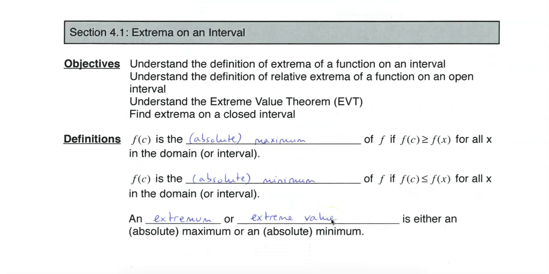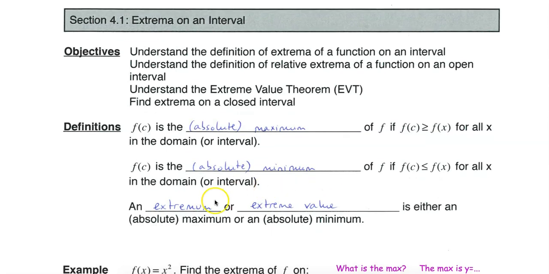Then there's an equivalent definition for the minimum, so the lowest point on the graph of a function, and it's the y value that is the minimum. And now an extremum is the combination of both. So sometimes instead of saying find the maxima and minima, we will just say find the extrema. And there's another term to say that, it's extreme values.